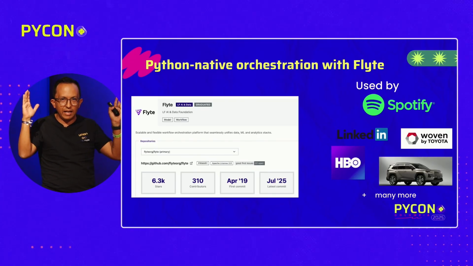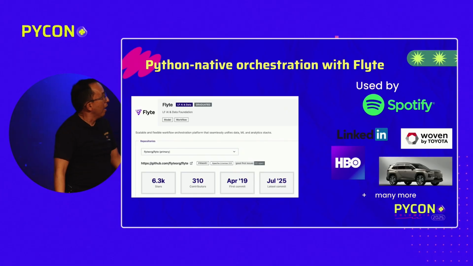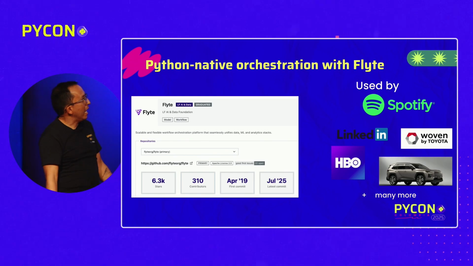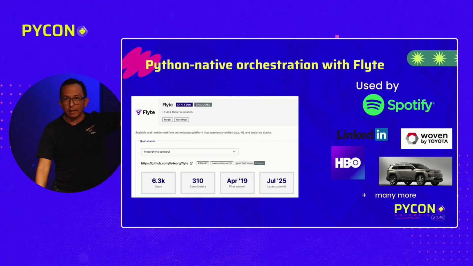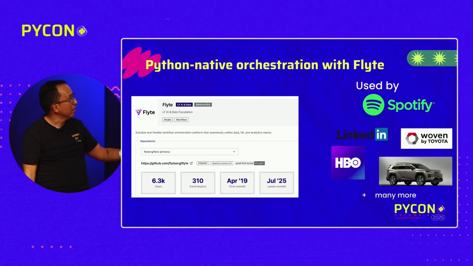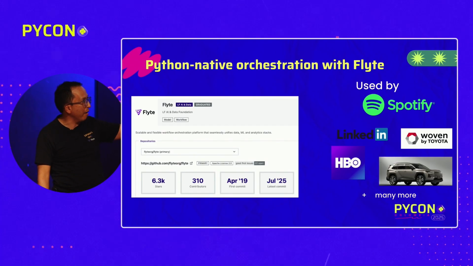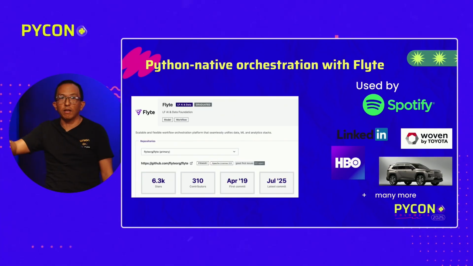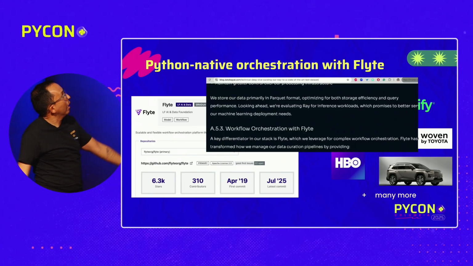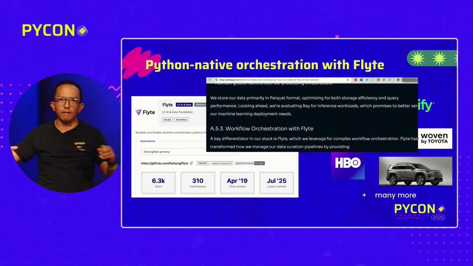You will be surprised by the names who use Flight, but for some reason, they haven't agreed to make it public. HBO, the recommender system in HBO Max, uses Flight. And also Woven Planet, which is the autonomous driving research lab of Toyota, uses Flight every day. And the latest product was the Toyota RAV4, which has a self-driving mode that was entirely developed with Flight.